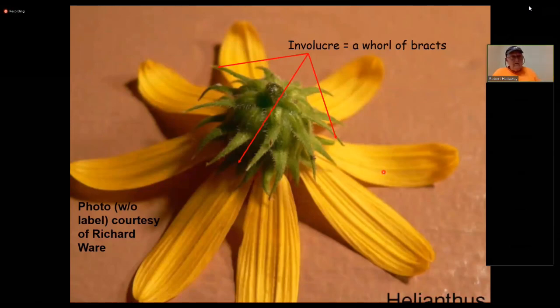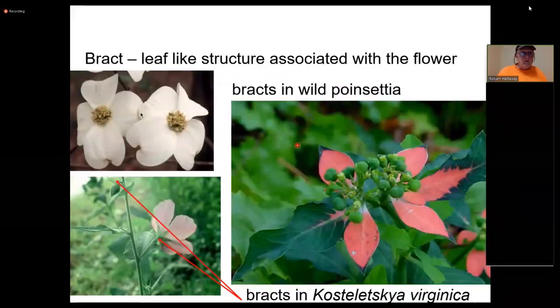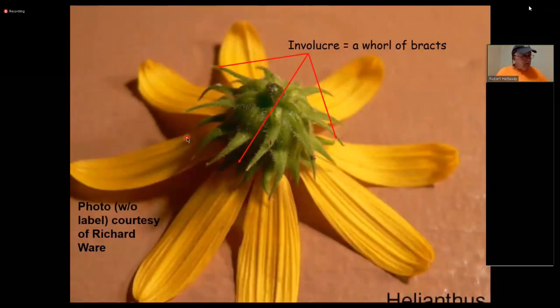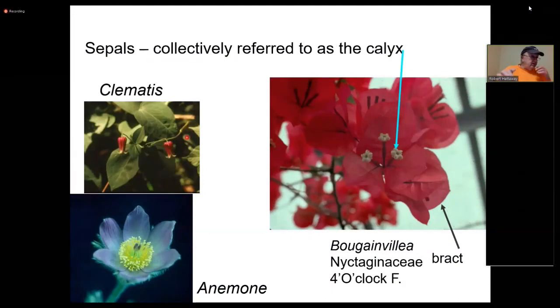slide, and it's Richard Ware's slide. It shows that when you have a cluster of bracts, a whorl of bracts, we call it an involucre in the aster family. Actually, you could call it an involucre in the case of non-aster families too, when you had a cluster of bracts like that. This would qualify as an involucre by definition. Now, this is more on bracts.